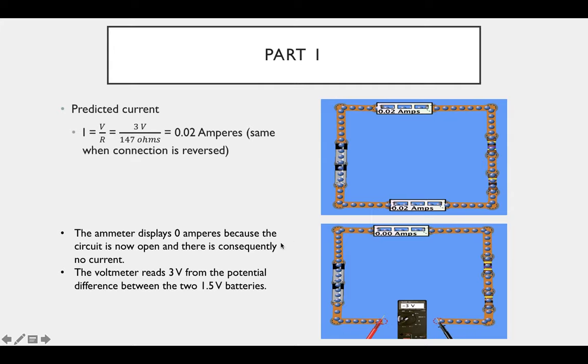And then we had to replace one of the ammeters with a voltmeter. So the ammeter that remained displays 0 amperes because the circuit is now open from the voltmeter, and there's consequently no current flowing through the circuit. And the voltmeter reads -3, but that's just because of the orientation I had it in. So taking the absolute value of that, it's 3 volts, which is the same as the potential difference between the two batteries.